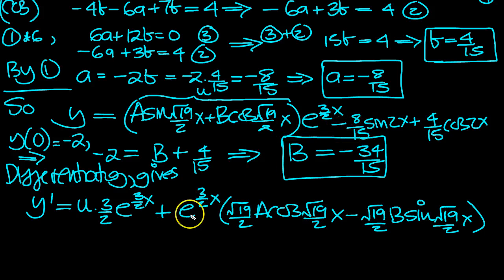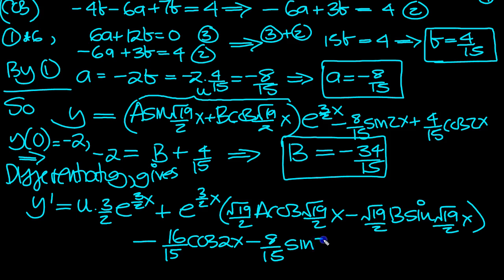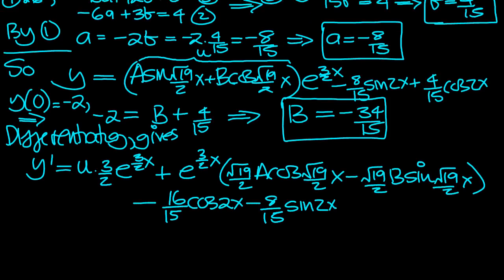So that's that done. Now run along the row, differentiate this. The sine goes to cosine and the 2 comes out. So 2 times 8 is 16 over 15, cosine 2x. And then the cos goes to minus sine, and the 2 comes out again, so it's 8/15, and that's sine 2x. Again, this term here will be 0 when we put x as 0 in. So that's what we've got for y dashed.